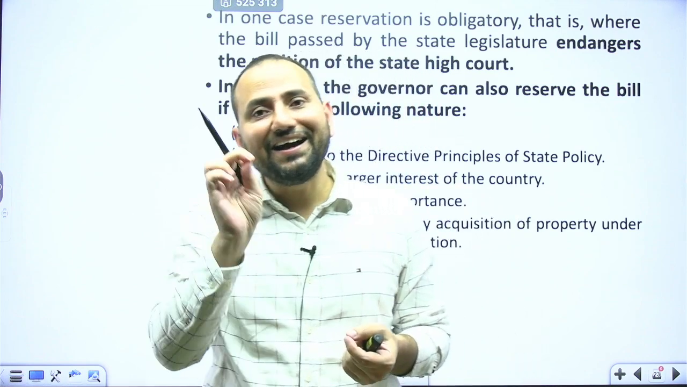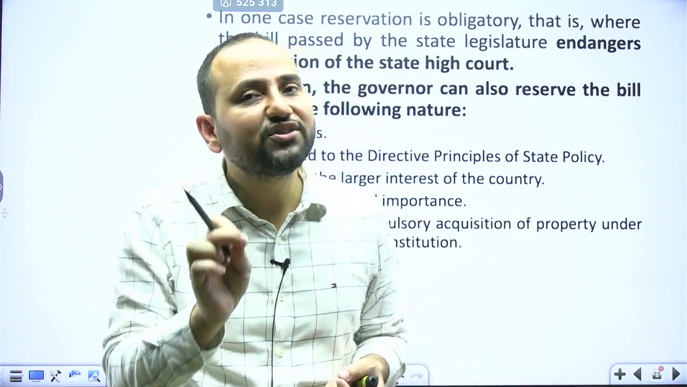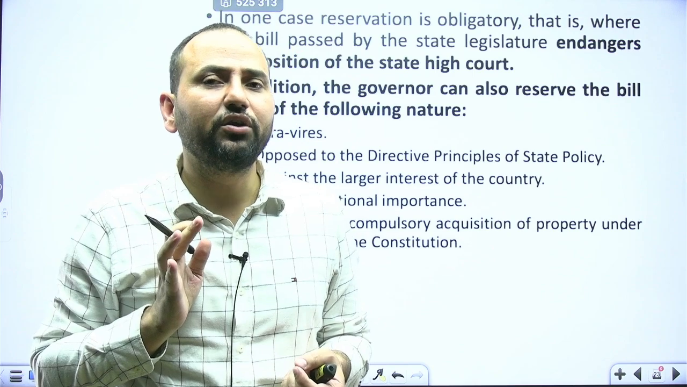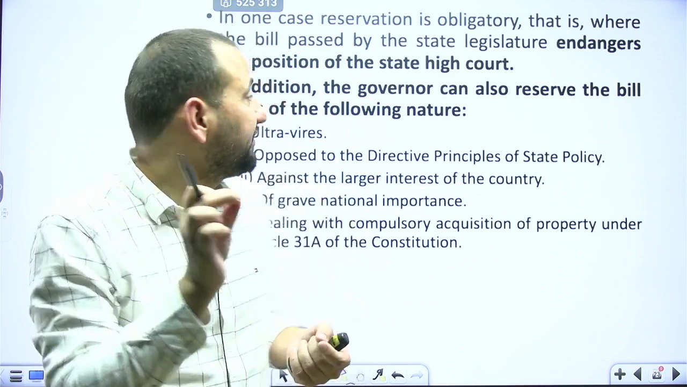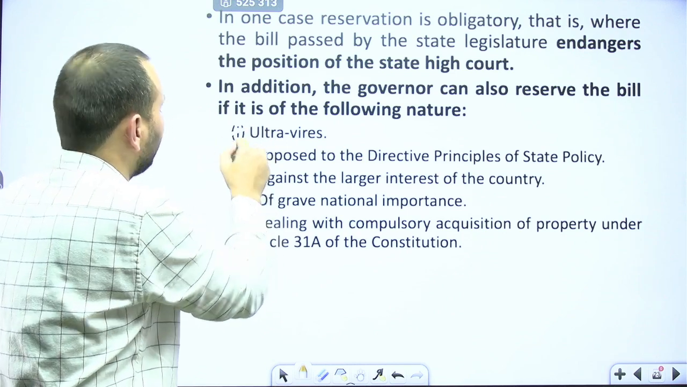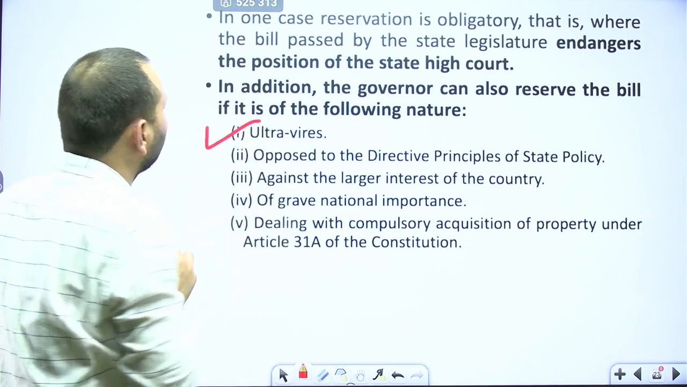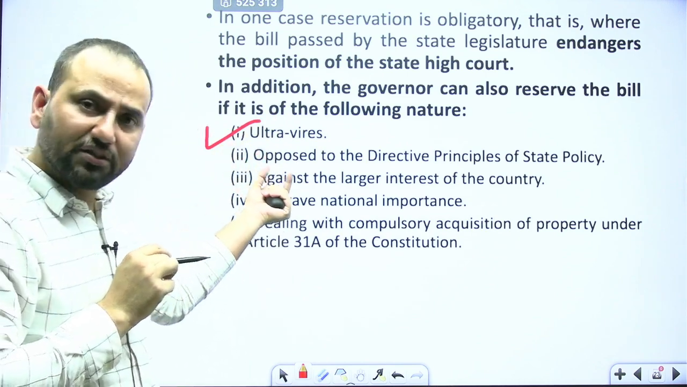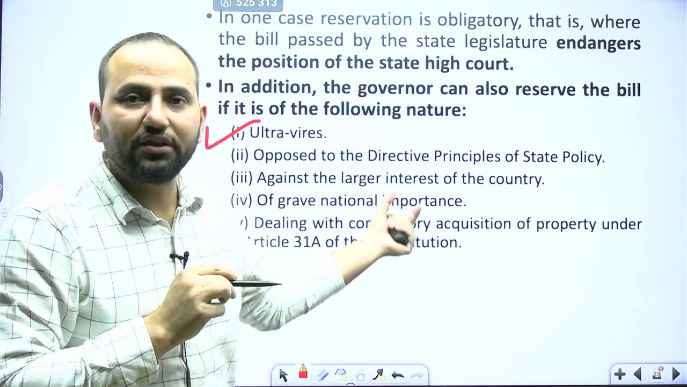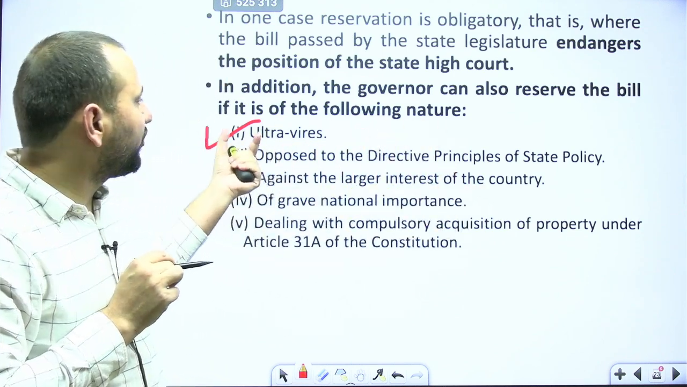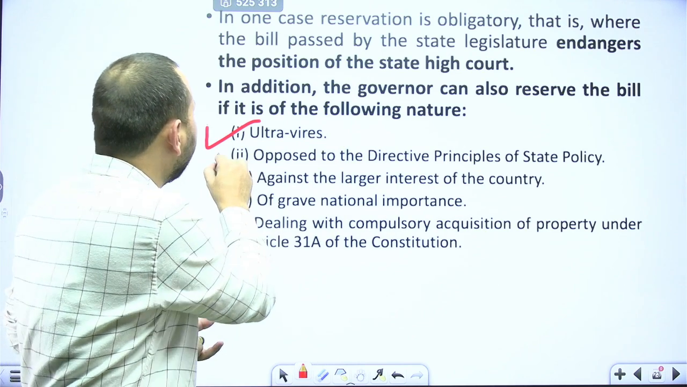Along with that, there are various other bills which also need to be reserved by the governor for the president. Now the point is, if there's any bill which is ultra vires, that is, which goes against the provisions of the Constitution, then those bills should also be reserved by the governor for the president.